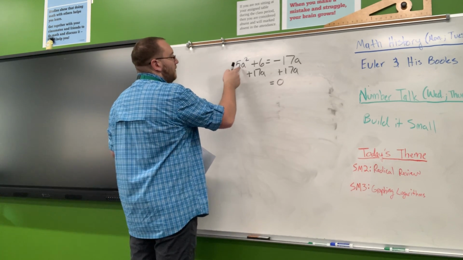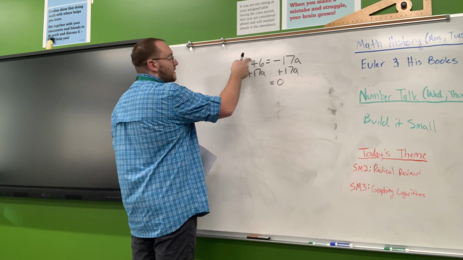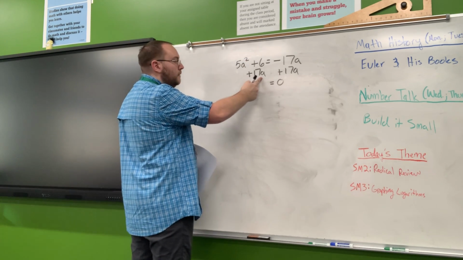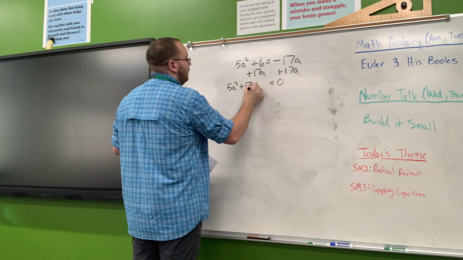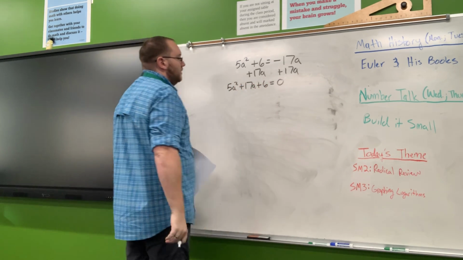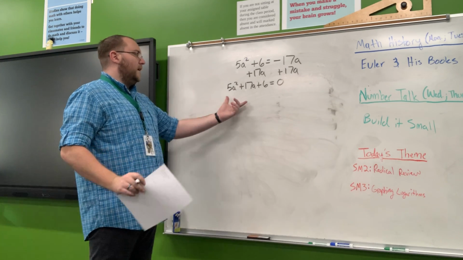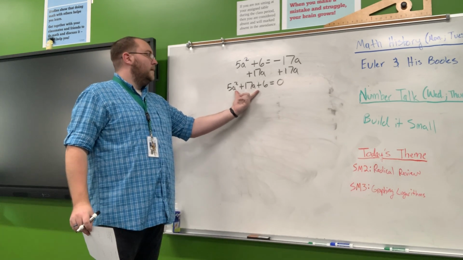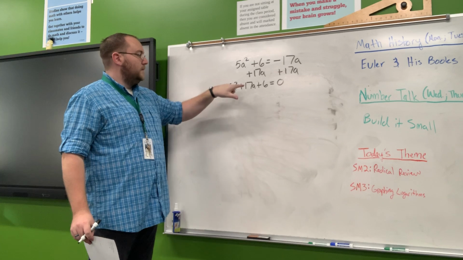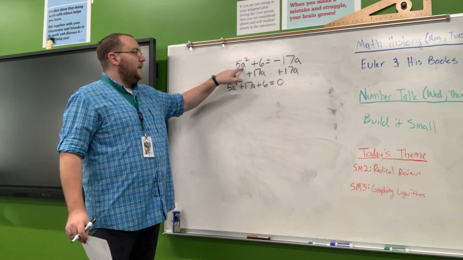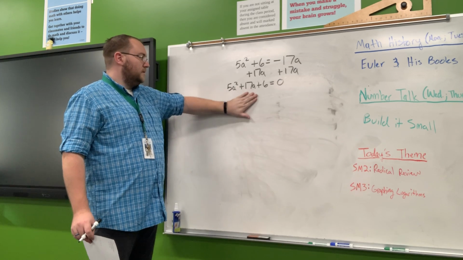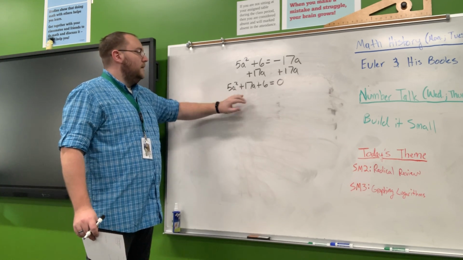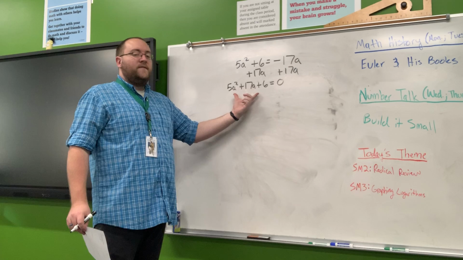Now these aren't common terms because this is a squared and this is just a single a, so we can't add those together. So that's what we have. This is our standard form, from largest exponent to smallest. 17a isn't like terms with any of these, so it doesn't get added to anything. It's just 17a by itself. Okay, now that we have it equal to 0, we can factor.